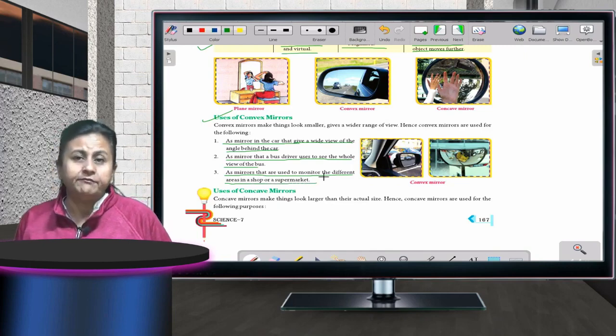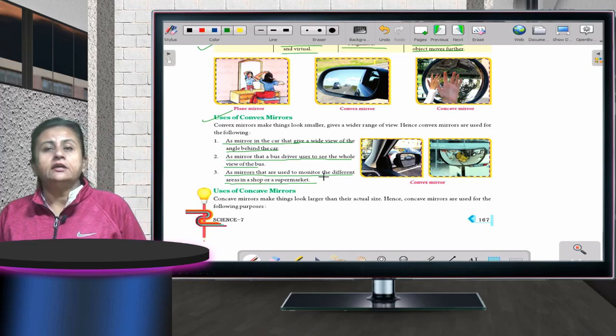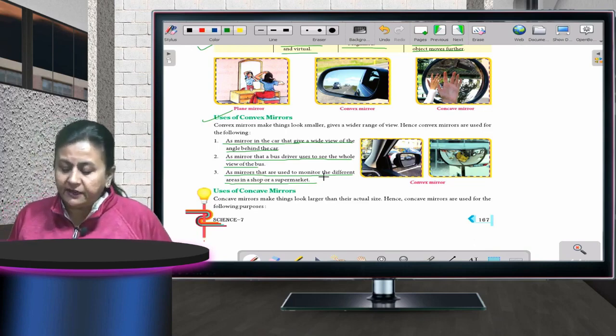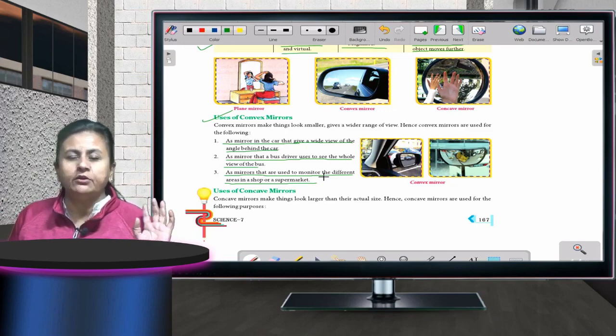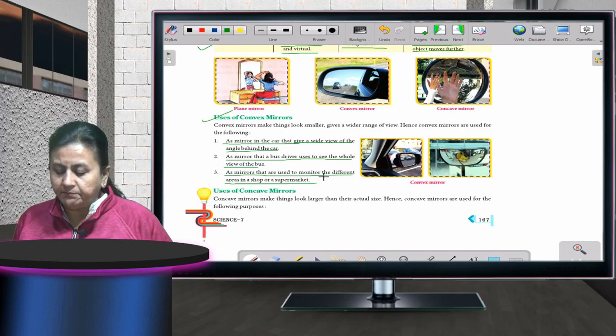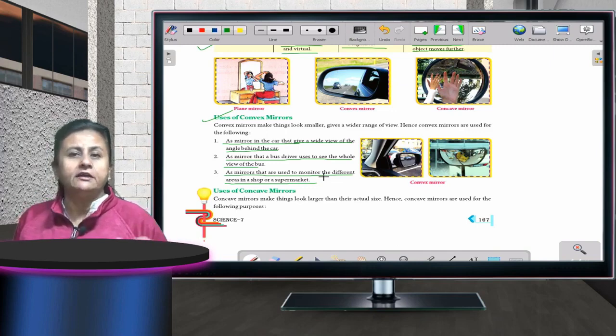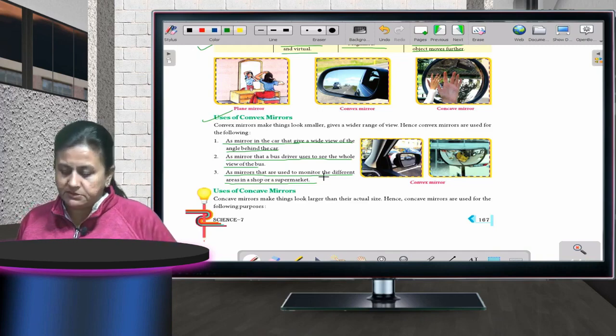Fine children, where are we using? We are using in the cars, at the side of the car, so that it can give a proper view of what is outside, how many vehicles are running on the road and where your car is. Then the bus driver uses it in the front seat so that he can see the back view of his entire bus, and as mirrors that are used to monitor different areas in a shop or supermarket.